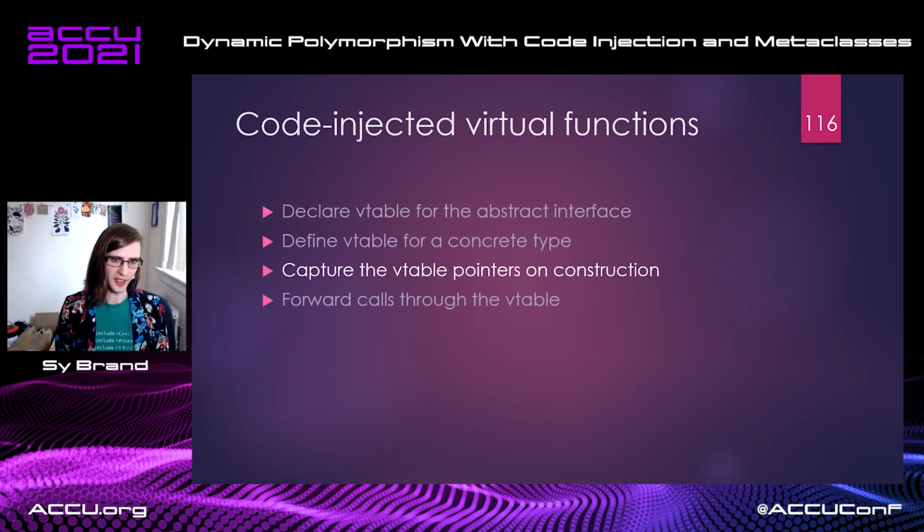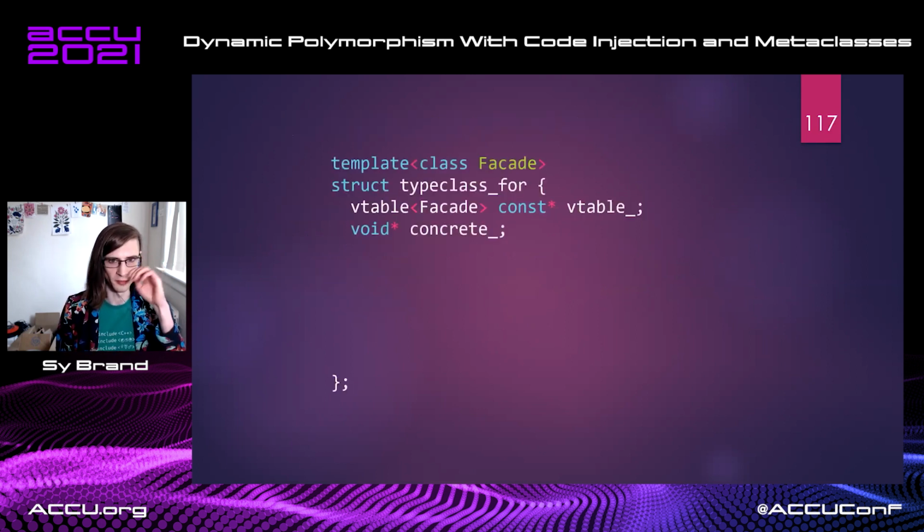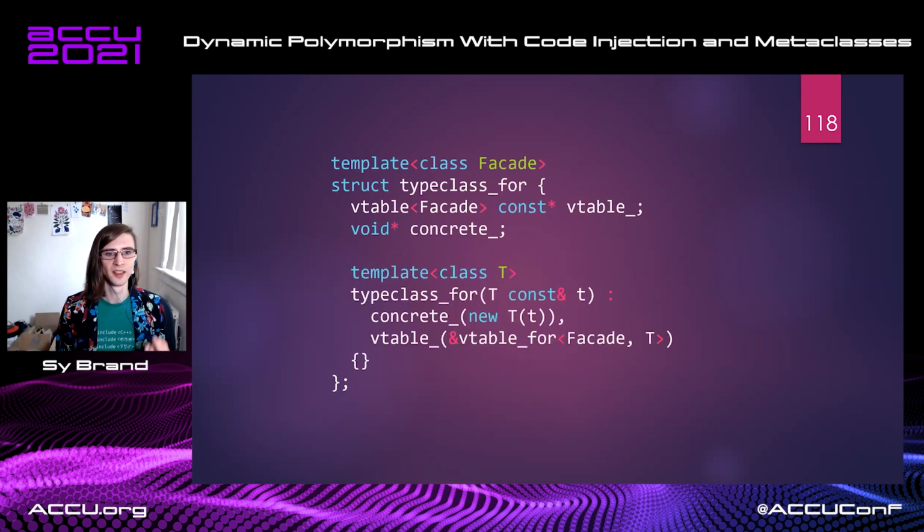Then we want to capture the vtable pointers on construction, which looks pretty much identical to what it did before. Now that we have our type class 4, which has our vtable and our concrete type, we do the same as before. We dynamically allocate a copy of the T and we capture the vtable pointer. The only thing which is different is there are some template parameters in here.